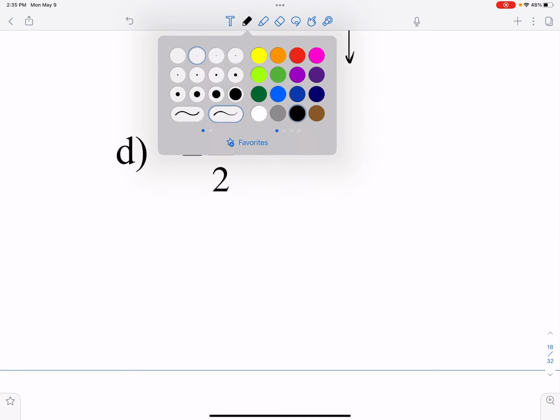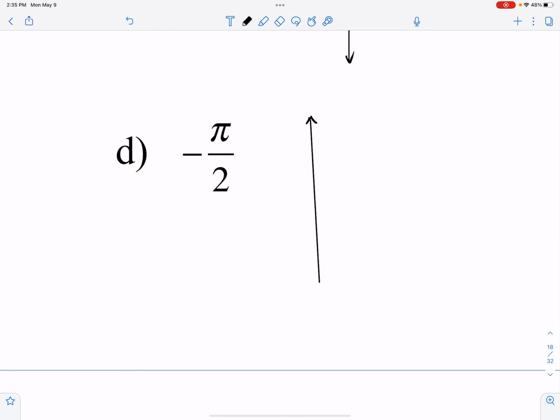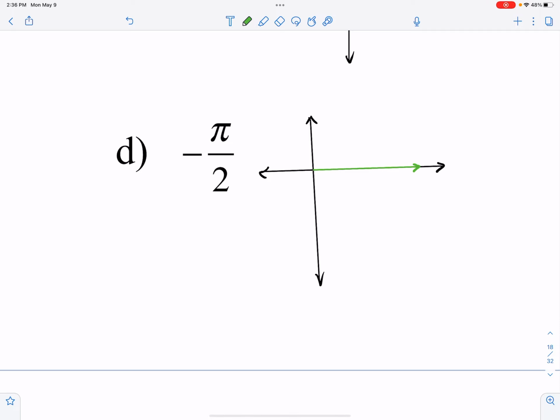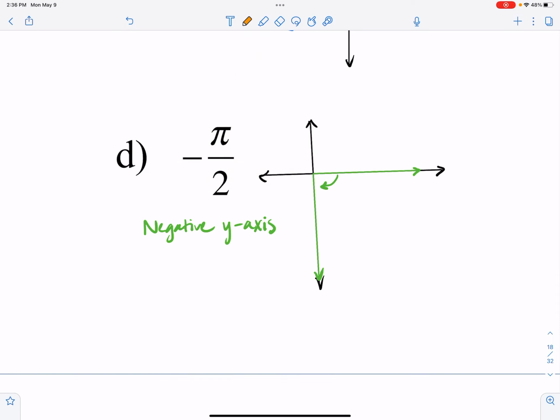And then negative pi over 2, it's a negative angle, so it must be rotating in the clockwise direction. And it's not actually terminating in a quadrant. So this is a little bit of a trick question. It would end up terminating on the negative y-axis, and would end up terminating in the same position as the positive angle 3 pi over 2.